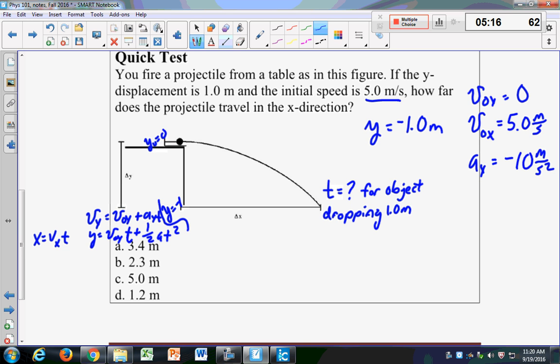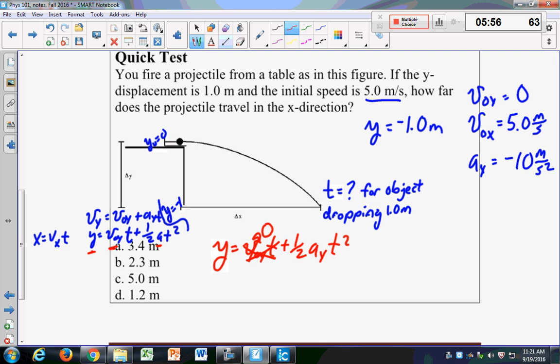How am I going to find my time, y'all? I'm dropping this thing from here to here. Which of these do I use to find my time? 1, 2, or 3? 3. I'm going to use 3. Because I have y. I have v naught y, it's equal to 0. I have that, and I have that. So all I'm missing is t. So I would say y equals v naught y t plus 1/2 ay t squared. Here, v naught y is 0, so that whole thing goes away. I'll solve that for t.